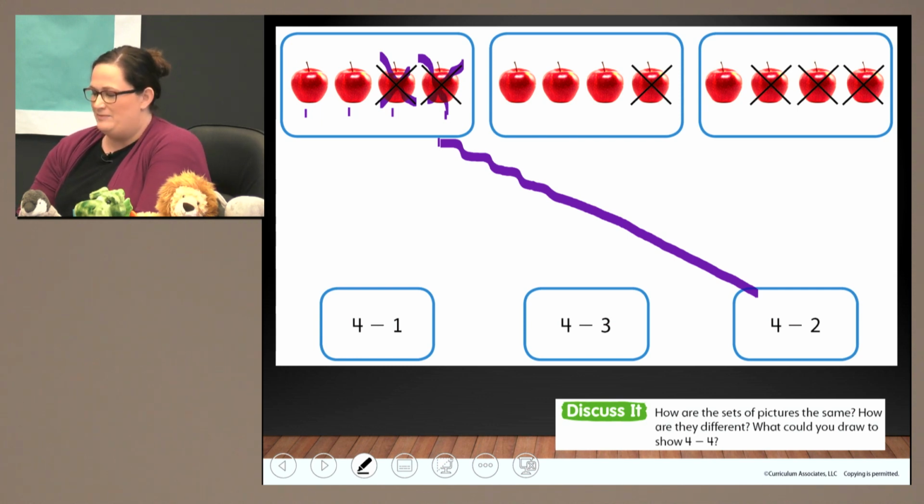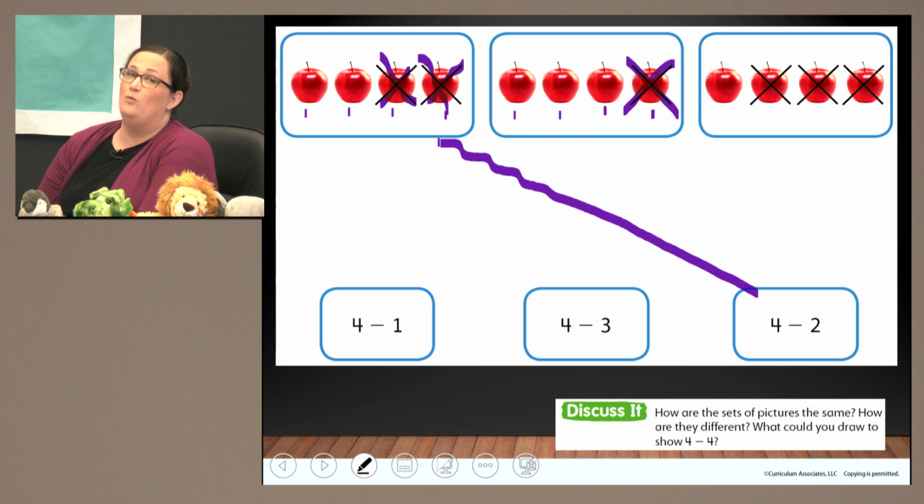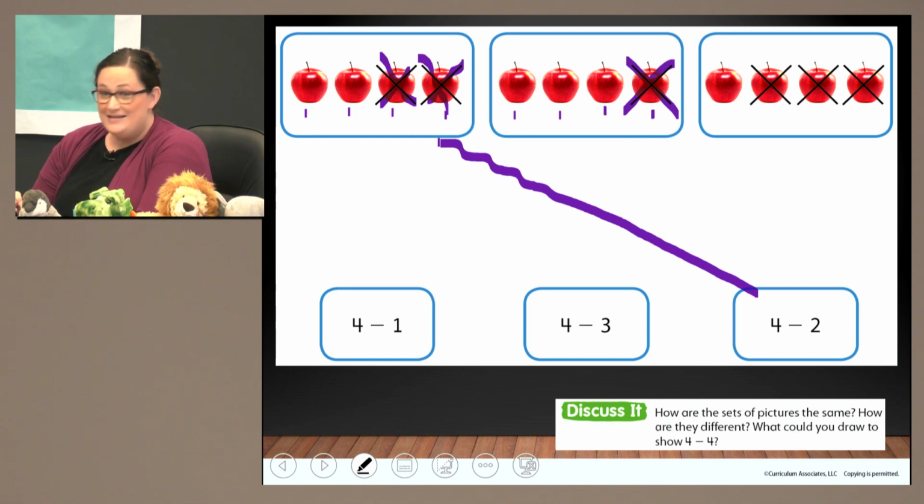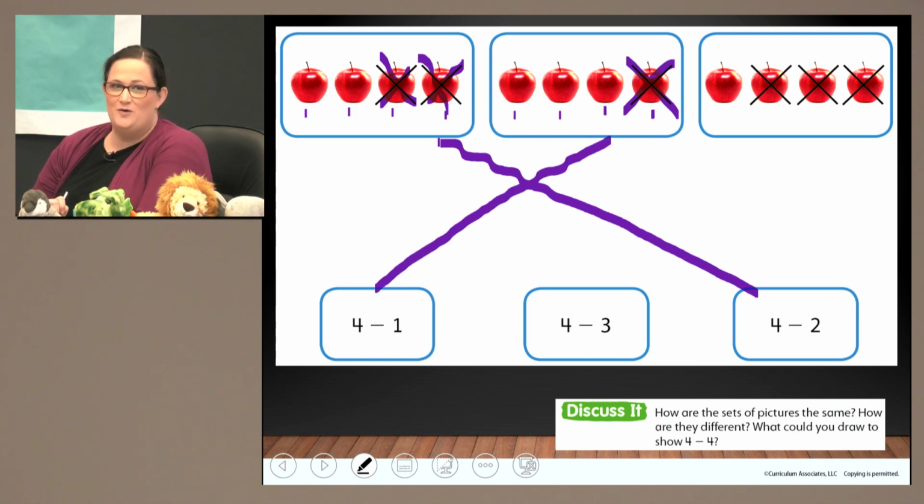Let's look at the next picture. How many apples are there before someone eats any? 1, 2, 3, 4. How many apples do they eat? 1 of them. Which expression shows 4 apples and Mrs. Wally ate 1? Let's look at the first expression. 4 minus 1. Does that show 4 apples and then taking away 1 of them? It does. Did it again. I don't know what's going on with my computer, but it's sure silly today.